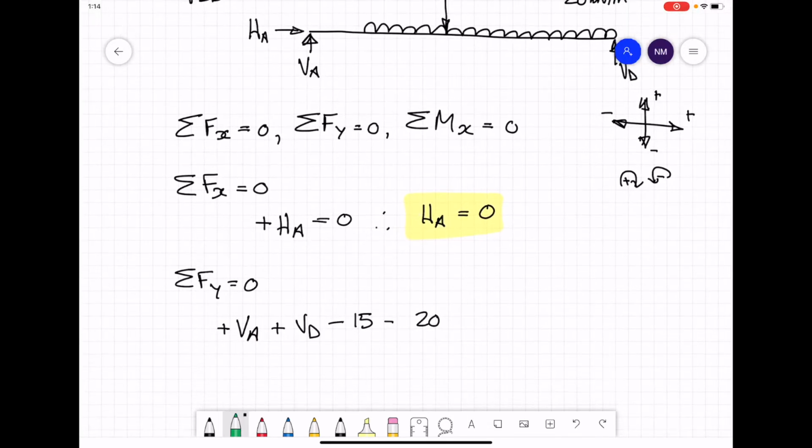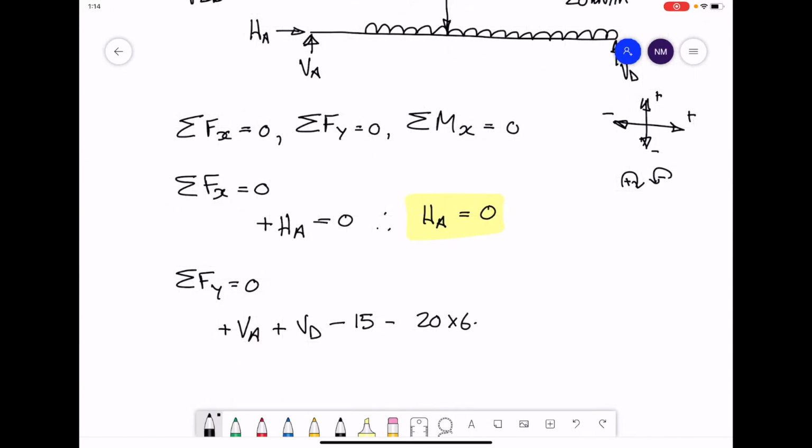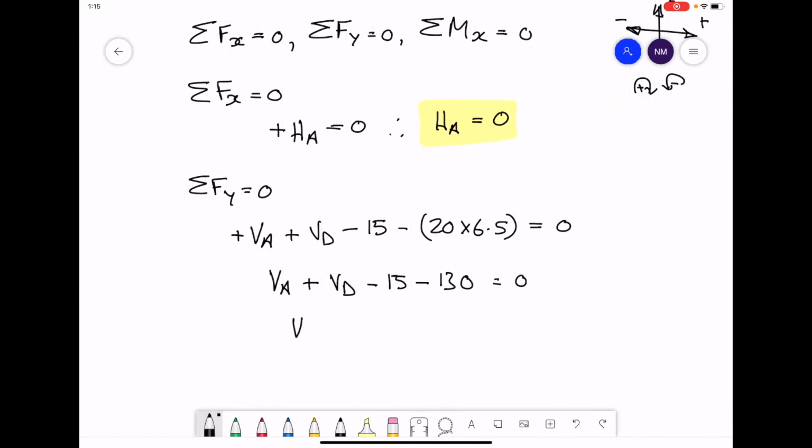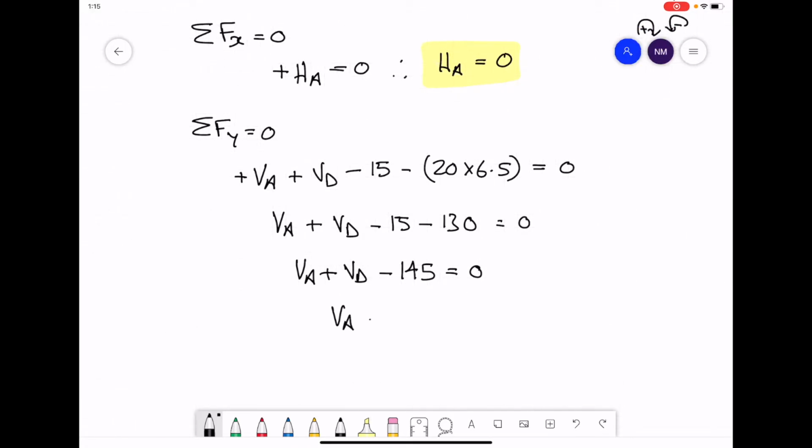So the total weight of that UDL will be 20 times 6.5. For equilibrium, they must all add up to give you 0. VA plus VD minus 15 minus 130 equals 0. VA plus VD minus 145 equals 0. Therefore, VA plus VD equals 145, and that would be kilonewtons. If we can work out the value of one of the reactions, then it's easy to work out the value of the other.